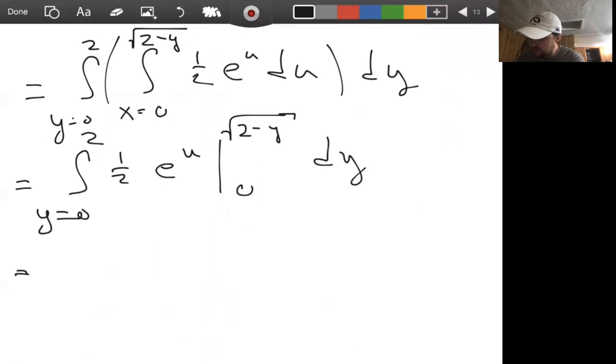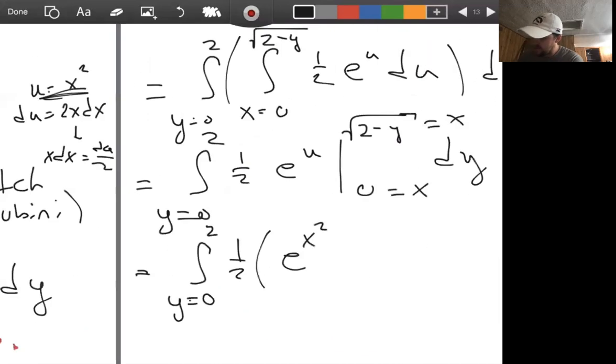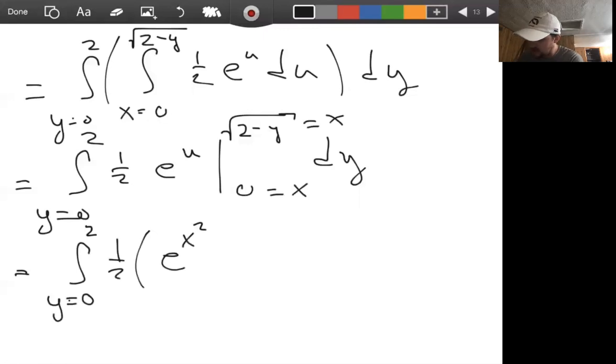Well, before I plug this back in, these are x bounds, right? So I need to resubstitute u. So this is e to the x squared, right? Because u was x squared. So this is e to the x squared from root 2 minus y to 0 dy.